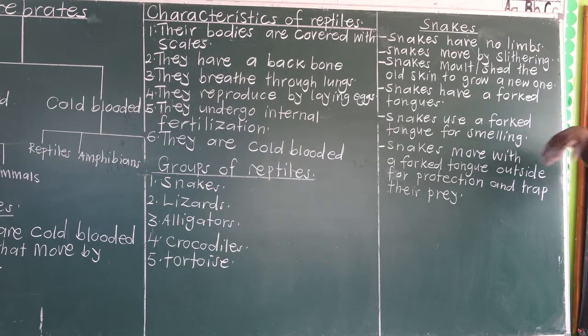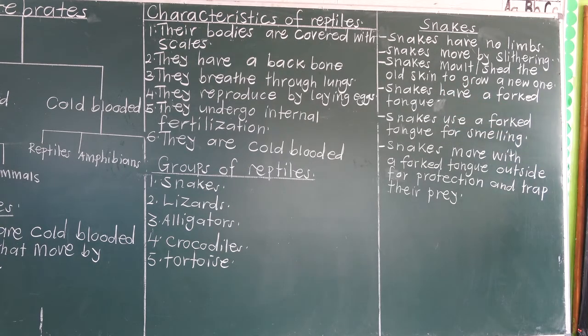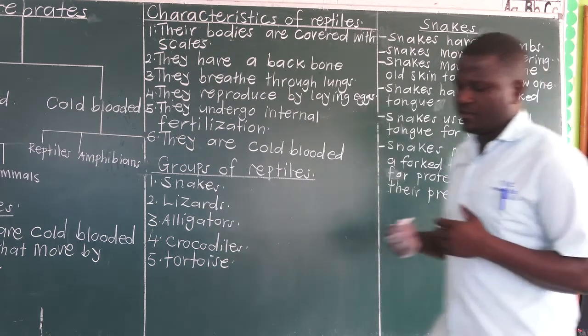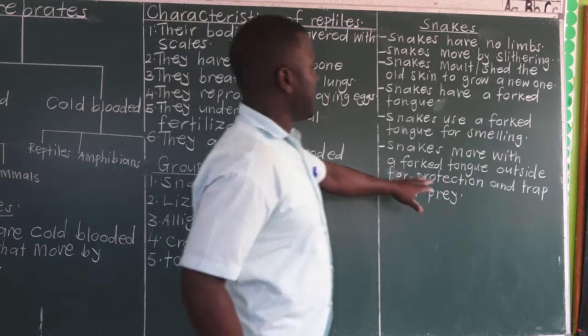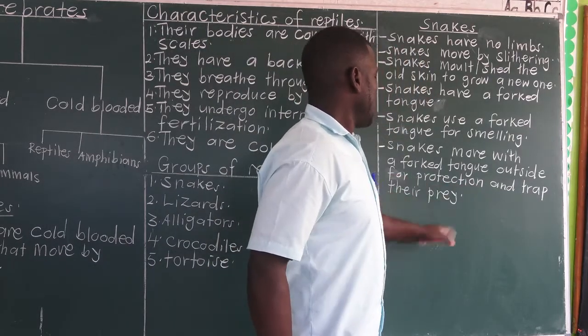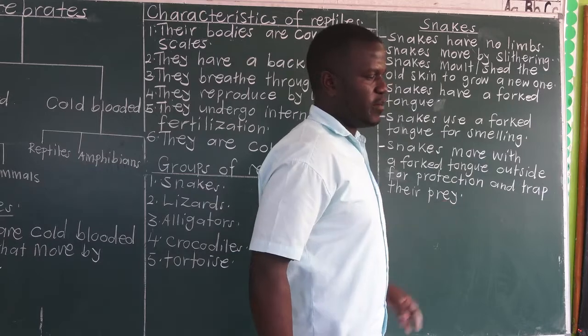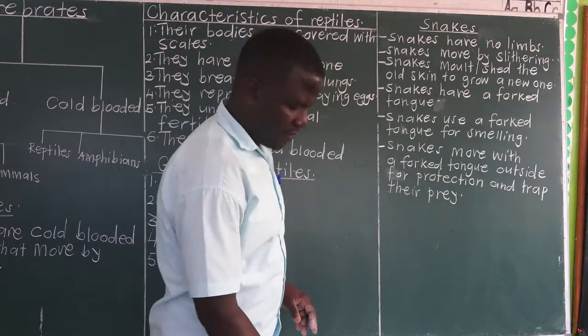Then snakes have a forked tongue. This forked tongue is used for smelling. Then snakes also move with their tongue outside. So when they are moving, their tongue is always outside. The reason why they move with their tongue outside their mouth is for protection and to easily trap their prey.